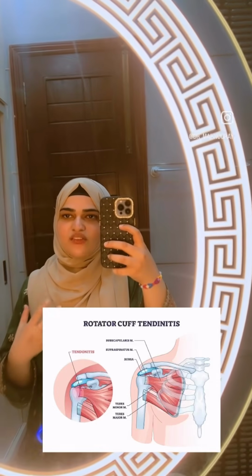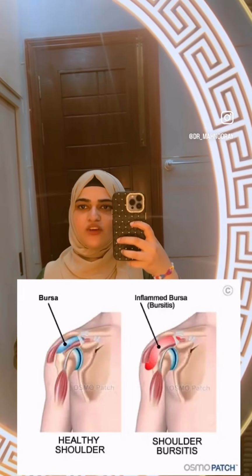These muscles basically keep the ball of the humerus, which is the arm, to the socket of the shoulder. Now let's come to the injuries of the rotator cuff. First is tendonitis, which is the inflammation of the tendon, basically from overuse. The second one is bursitis, which is the inflammation of the bursa, which is basically the cushioning sac.